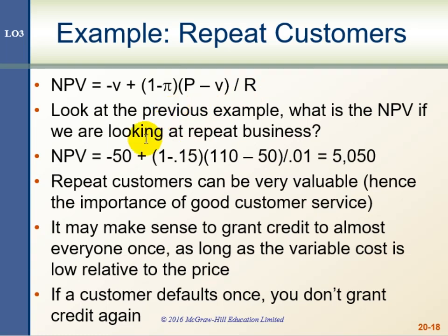So if we use the previous example, and we think this customer is going to be a repeat customer, we have to pay the $50 to build their first piece of inventory. We have an 85% chance of not collecting the $110, but if we don't collect the $110, we're not going to build another piece of inventory for them. So we also have an 85% chance of building the next piece of inventory. This cash flow happens forever, every month, and 1% is the amount it costs us to borrow money for a month. So that repeat customer is worth $5,050.